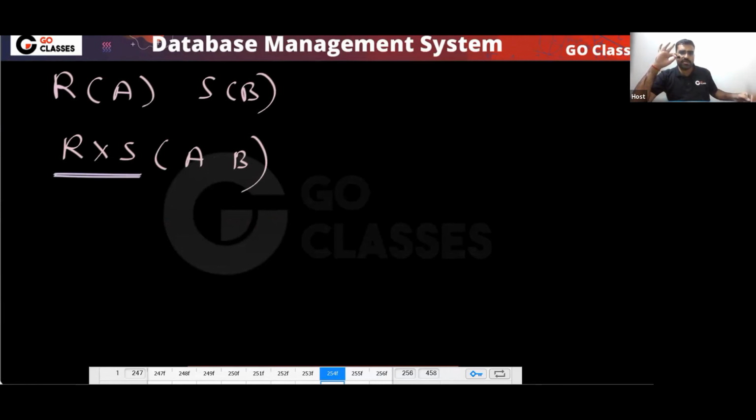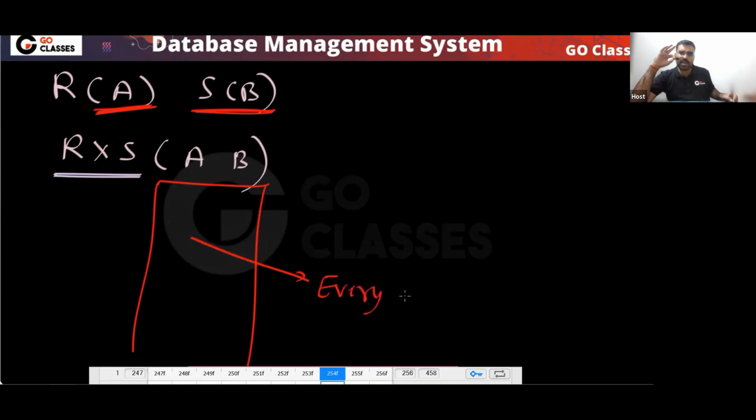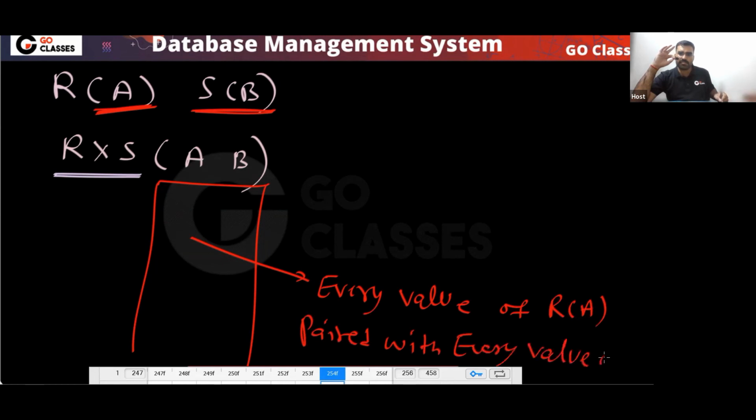Now can you notice? Every value of A is paired with every value of B. Yes or no? So in this, every value of A, every value of R, is paired with every value of S.